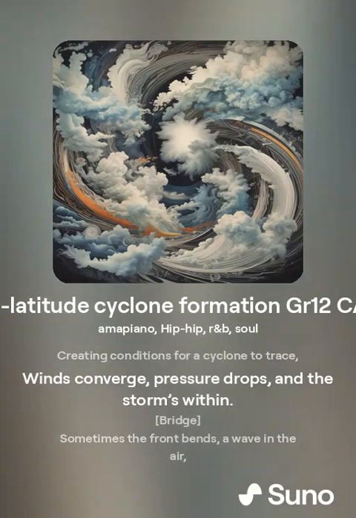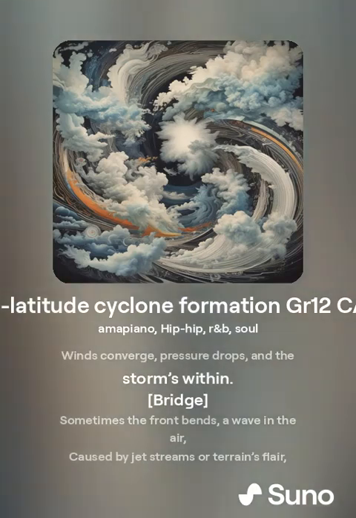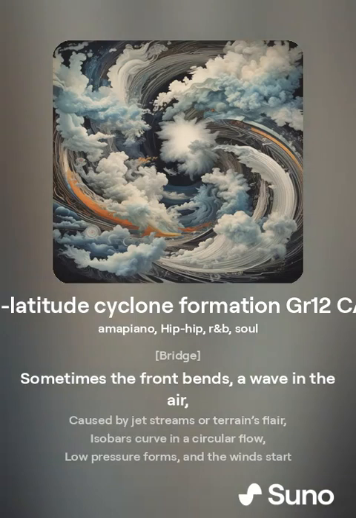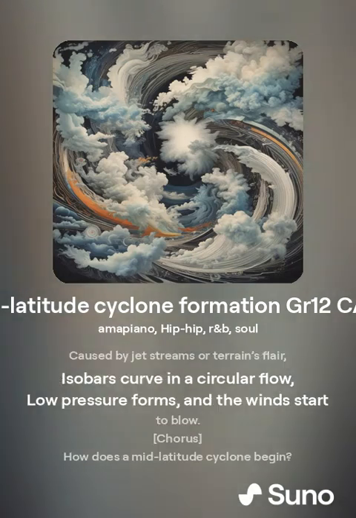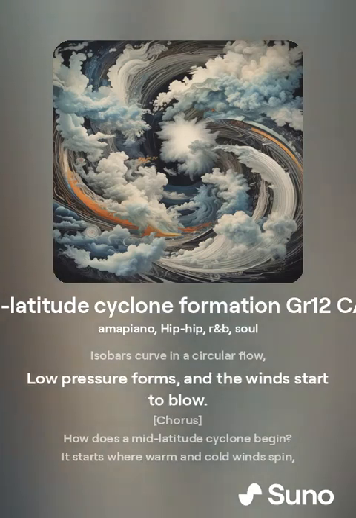Winds converge, pressure drops and the storms within. Sometimes the front bends, wave in the air, caused by jet streams or terrain's flare. Isobars curve in a circular flow, low pressure forms and the winds start to blow.